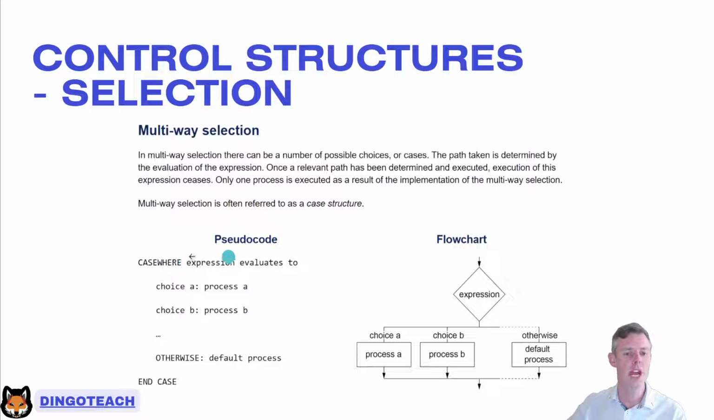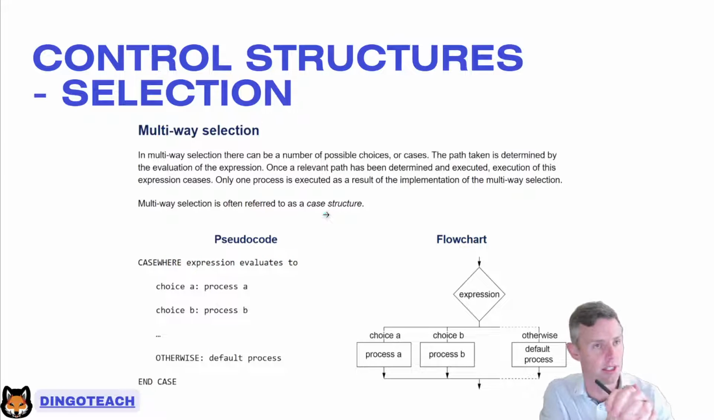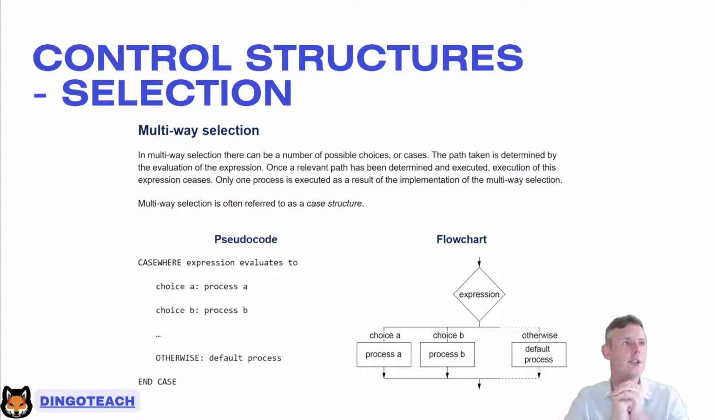So what we do, if you have a look here, is case where the expression evaluates to. So this may be a menu system. Press A to start a new game. Press B to continue. Press C to go to the options.